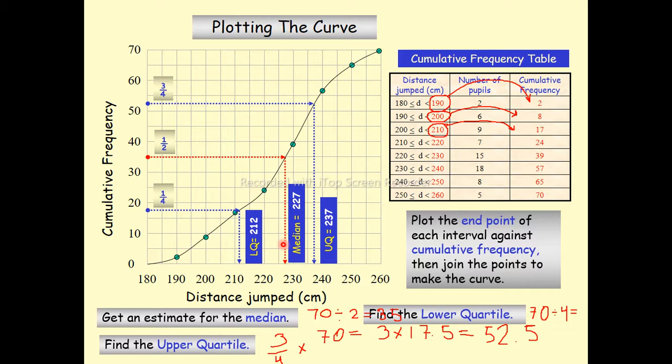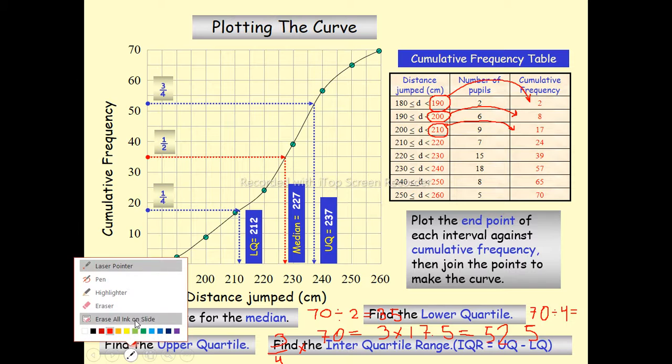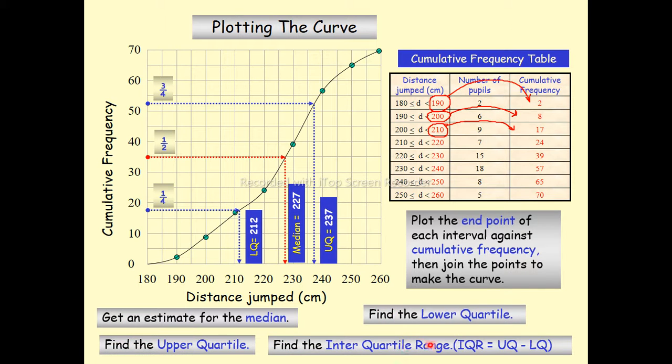We're trying to find the interquartile range. By definition, as we said before, the interquartile range is going to be the upper quartile minus the lower quartile. So 237 minus 212.